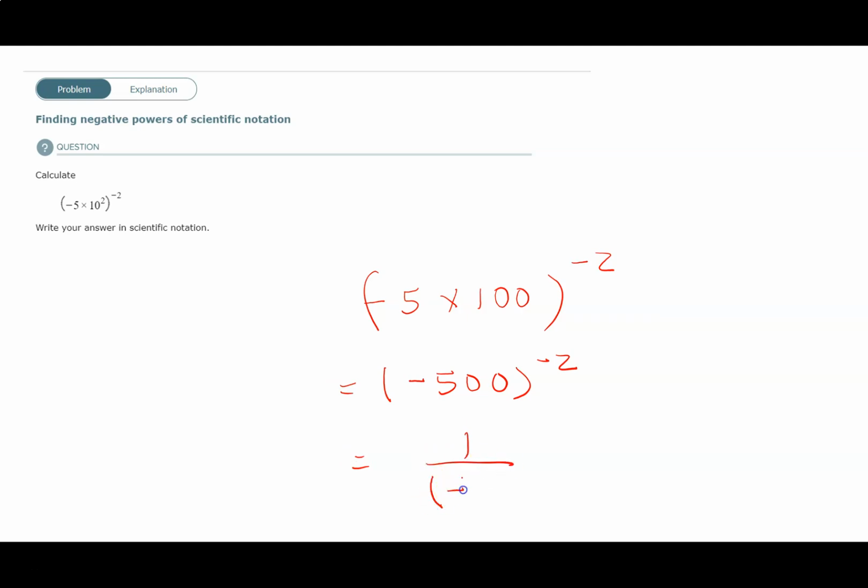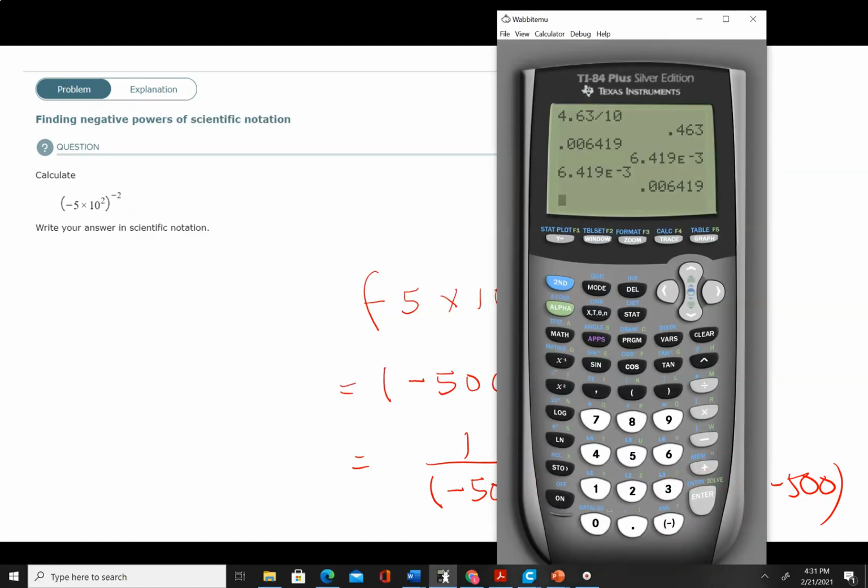1 on minus 500 squared, yeah, which is equal to 1 on minus 500 times minus 500. Now I wouldn't want to be entering all of that into my calculator. Now what's 500 times 500? It's going to be a really big number, isn't it? But that's going to be 1 over that, so it's going to be really small. Now that's a lot of work. I could do all of that, but let's just do it real simple.